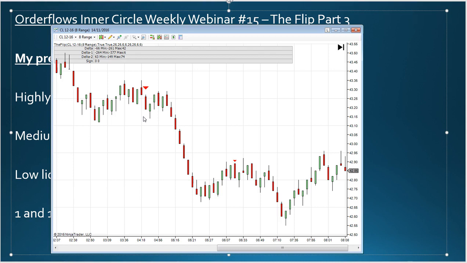WTI and Brent, and so again, there's flip A, there's flip B. Flip A is going to be the fatter triangle. Flip B is going to be the fatter triangle.